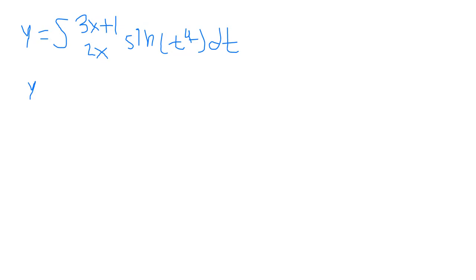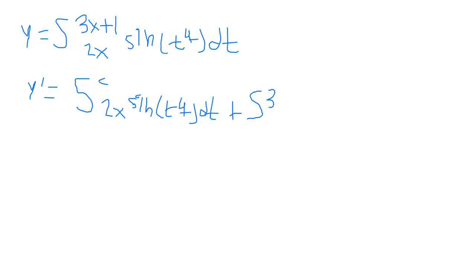So what I did was I said we could have a value in between these two values, as in c. So what would happen then is we would have the definite integral from 2x to c of sine of t to the 4th power dt, plus the definite integral from c to 3x plus 1.